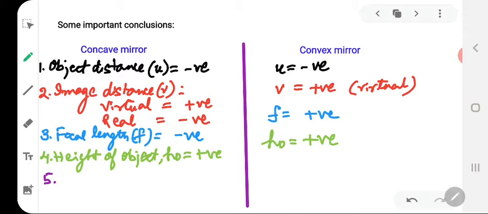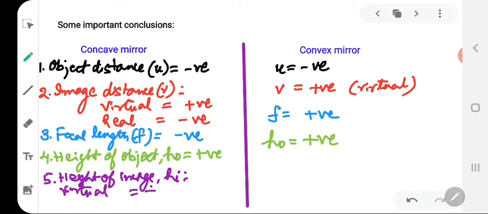Now, an image can be formed above the principal axis or below the principal axis. So, if an image is formed above the principal axis, its height is taken as positive. And if an image is formed below the principal axis, then its height is taken as negative. We know that all the virtual images are erect and are formed above the principal axis. So, height of image, given by hi, for a virtual image is going to be positive, and for a real image it is going to be negative.